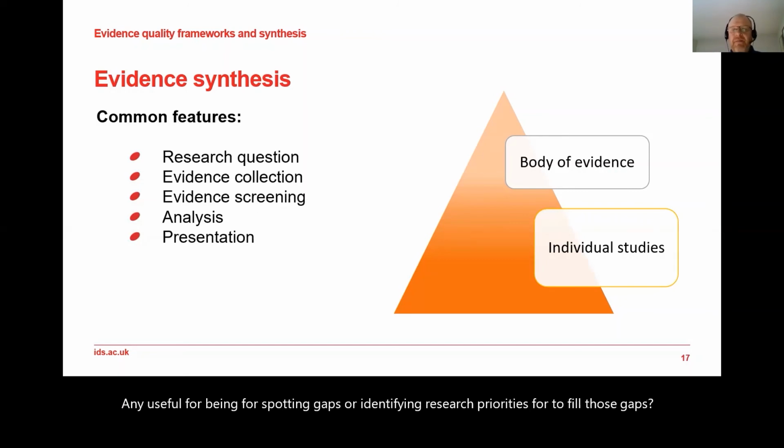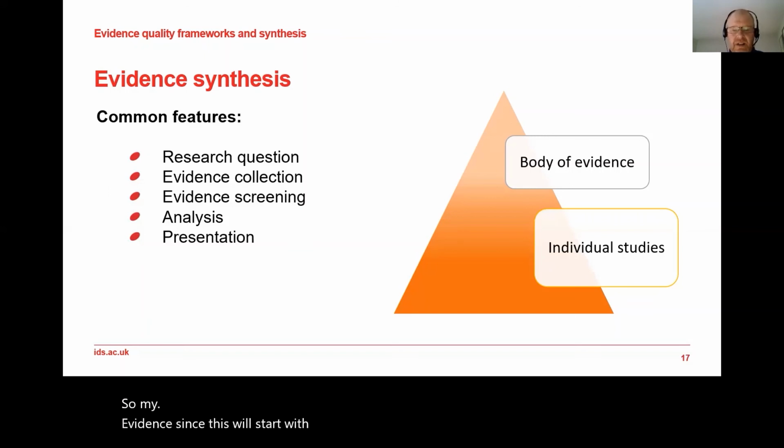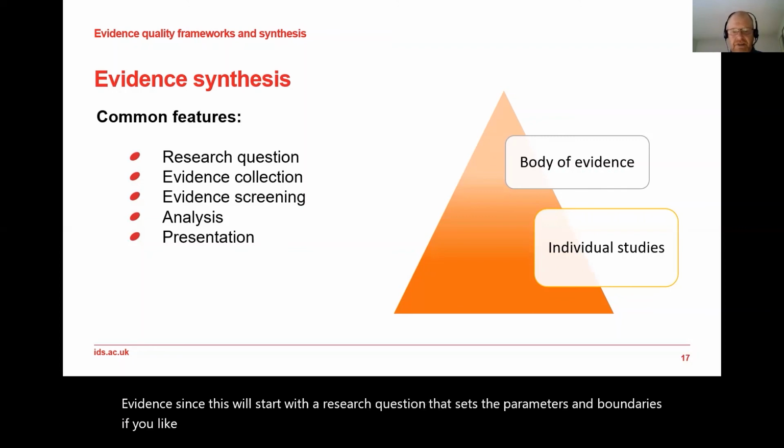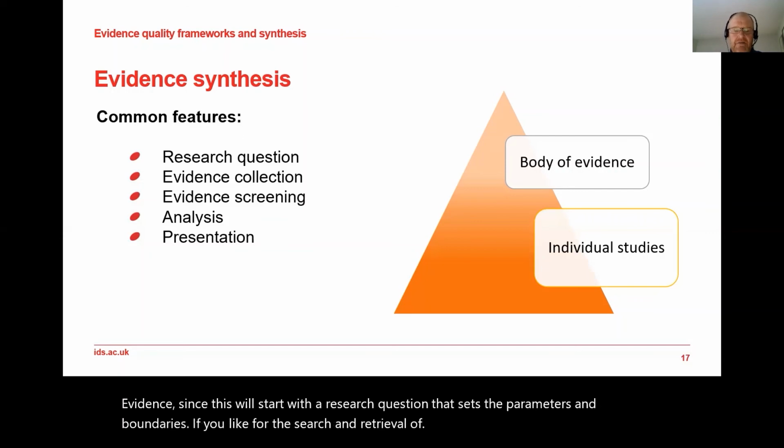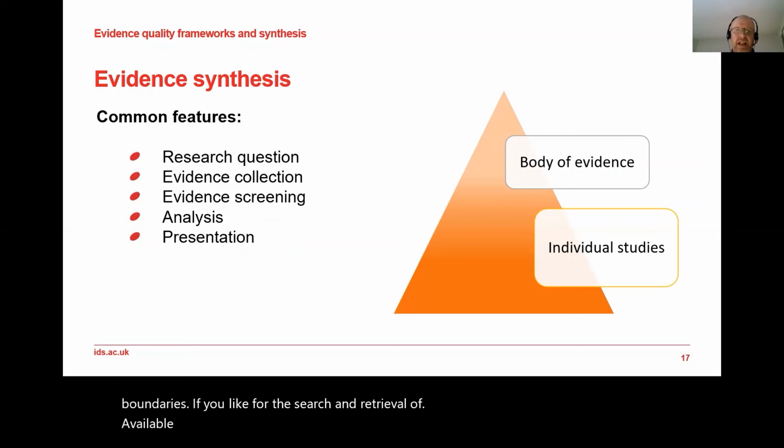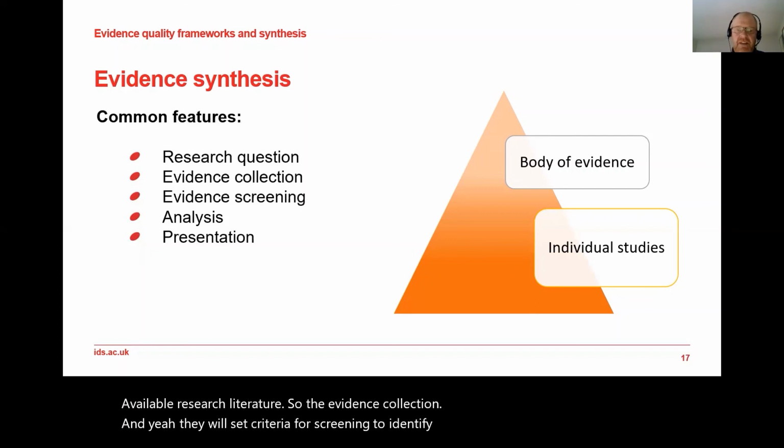So many different types, but I think most have some common features. Most evidence synthesis will start with a research question that sets the parameters and boundaries, if you like, for the search and retrieval of available research literature, so the evidence collection. They will set criteria for screening to identify what types and quality of evidence is relevant.